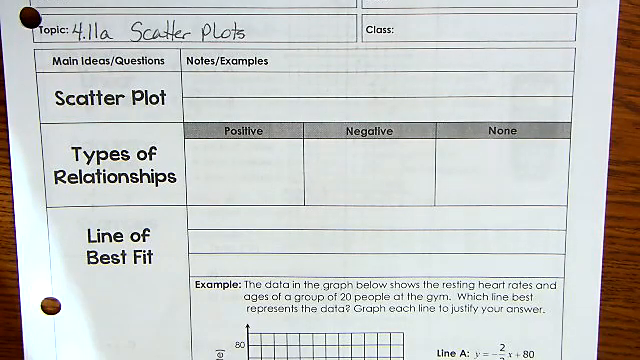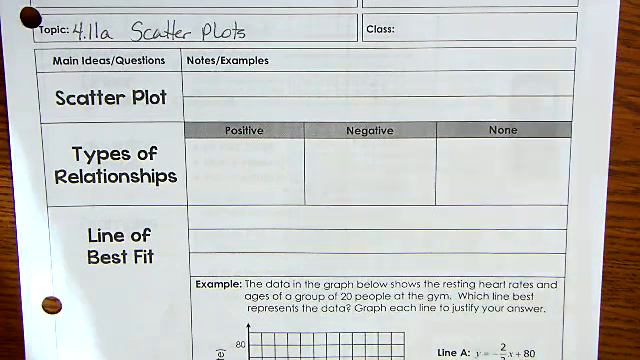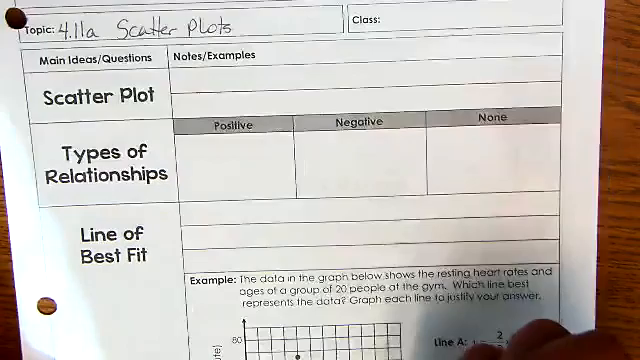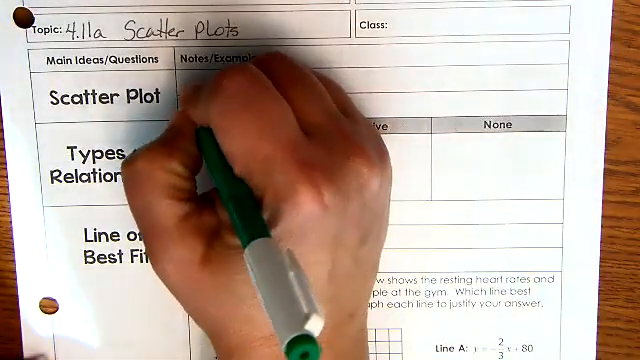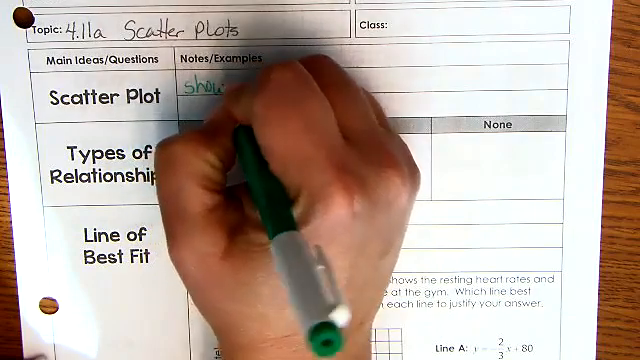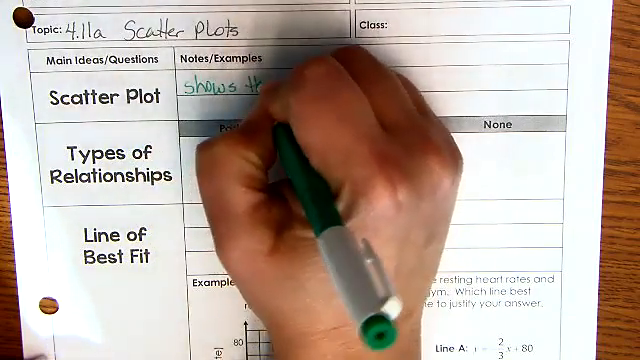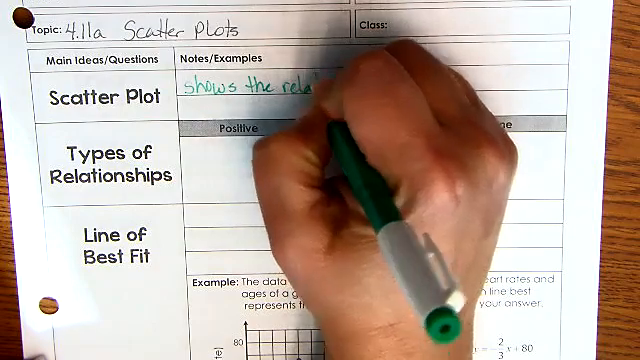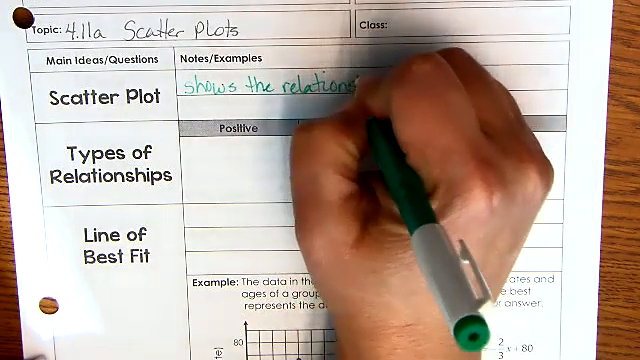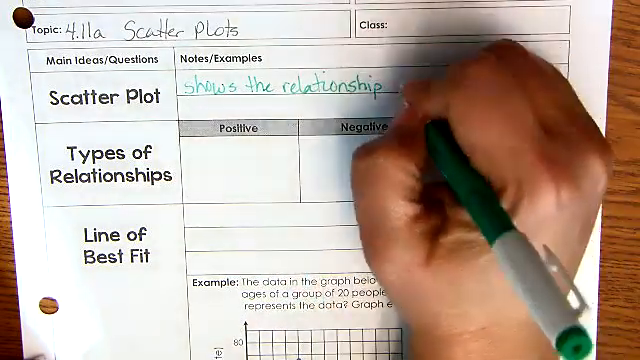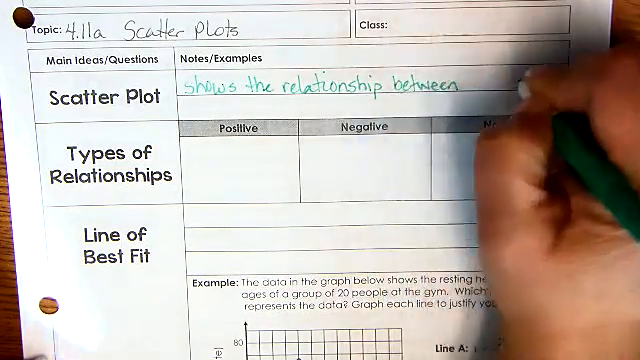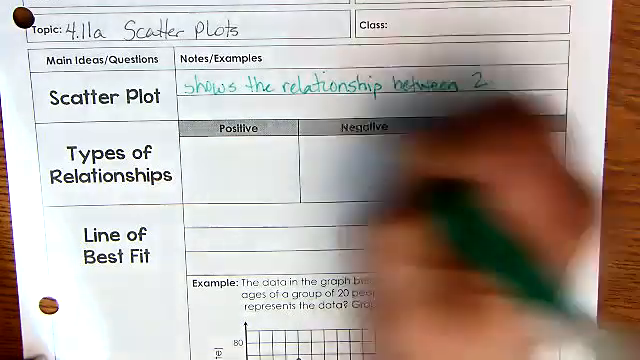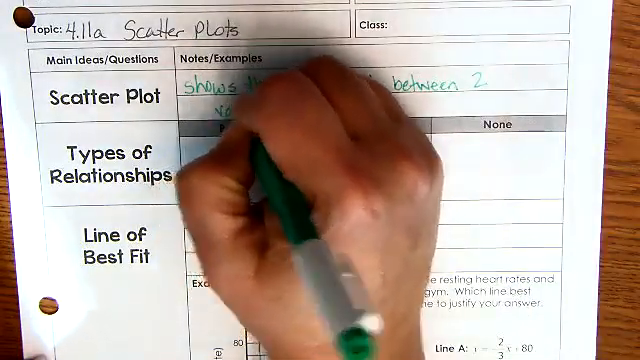Hello guys, today we are covering scatter plots and lines of best fit or linear regression. So let's go ahead and start off by defining scatter plot. It shows the relationship between two variables.